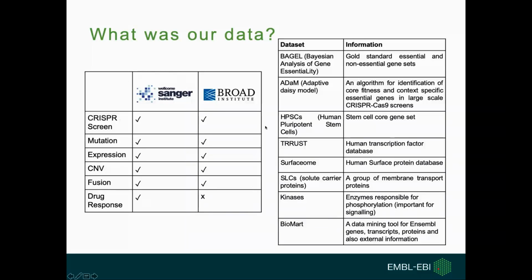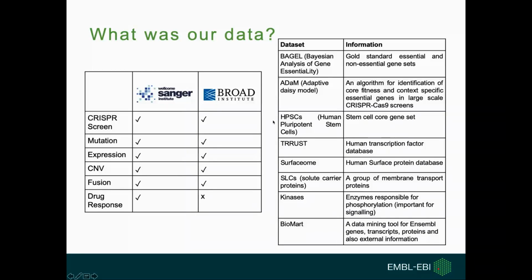So we collect all of this information to extract the context information. And for the other data set, we use Bagel. Bagel is the gold standard essential and non-essential gene sets. They give, for example, the ribosomal proteins as essential, but other genes are not. This is the gold standard essential genes. We use it for training our model.